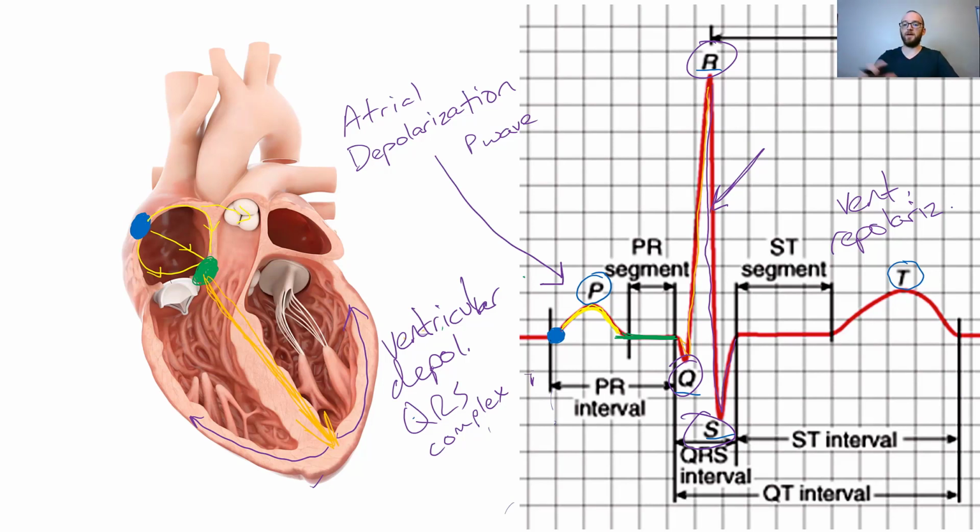So the big three components that we see, the P wave, the QRS complex, and the T wave, are the atria depolarizing, the ventricles depolarizing, and then the ventricles repolarizing or recharging.